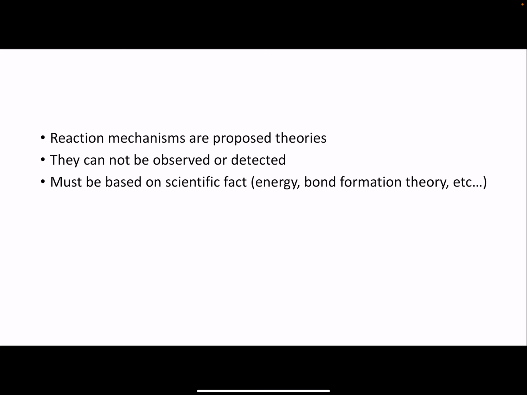Okay. So a couple of notes before we move forward with some examples. Mechanisms are proposed. It doesn't mean that that's how they happen. It's just one possible outcome, so you can suggest more than one mechanism as long as it follows the 3 rules above. They can't be observed or detected because they're so quick, so we can't actually pause a reaction and measure the formation of something. And they have to be based on some measurable fact, using some kind of theory that we've talked about before.